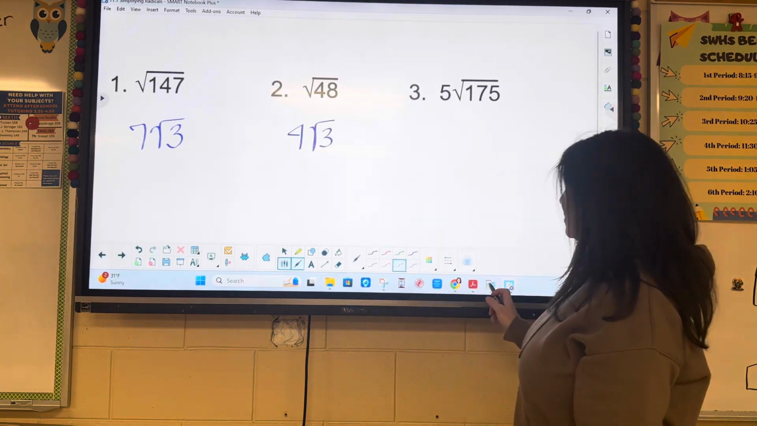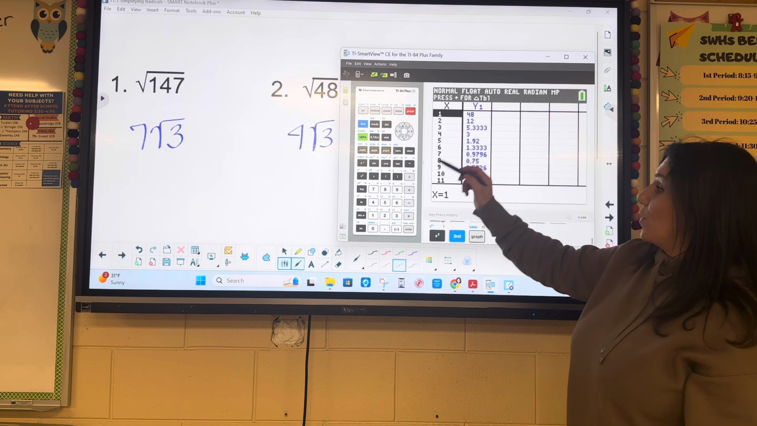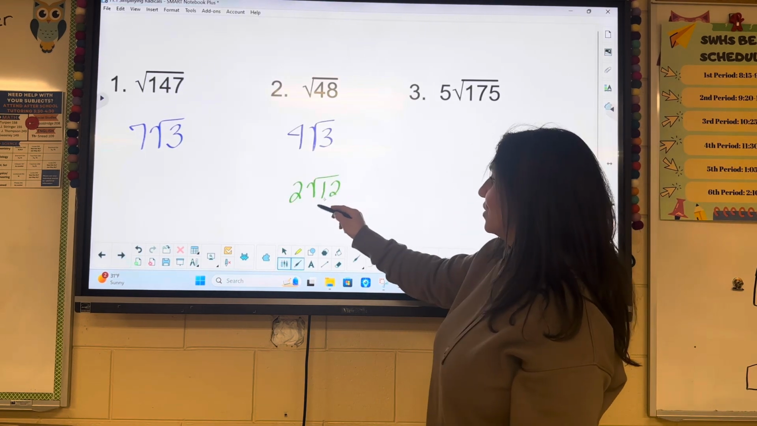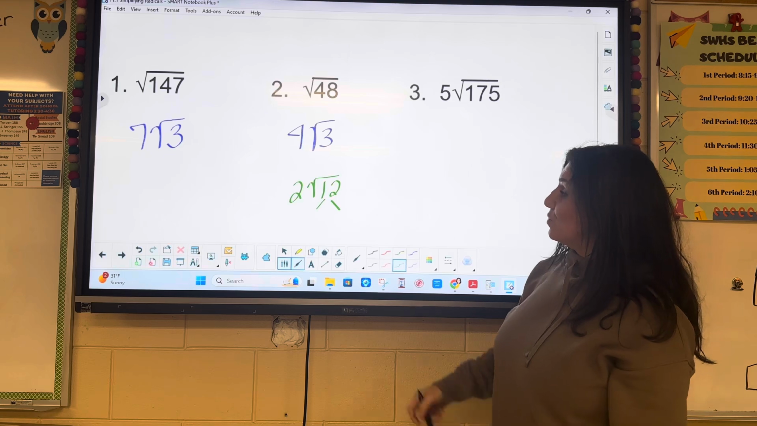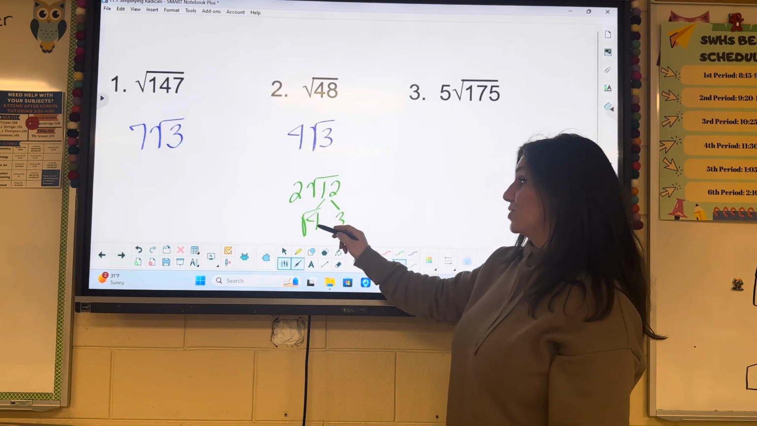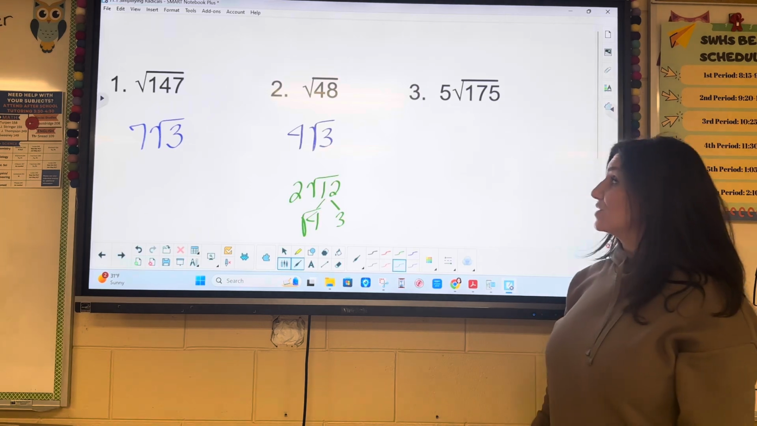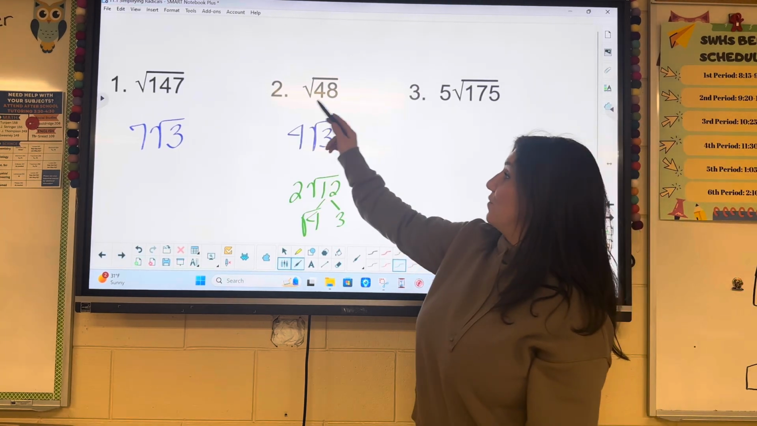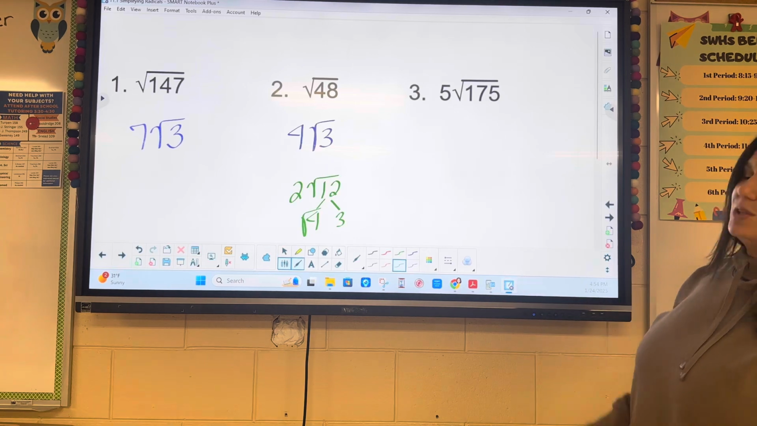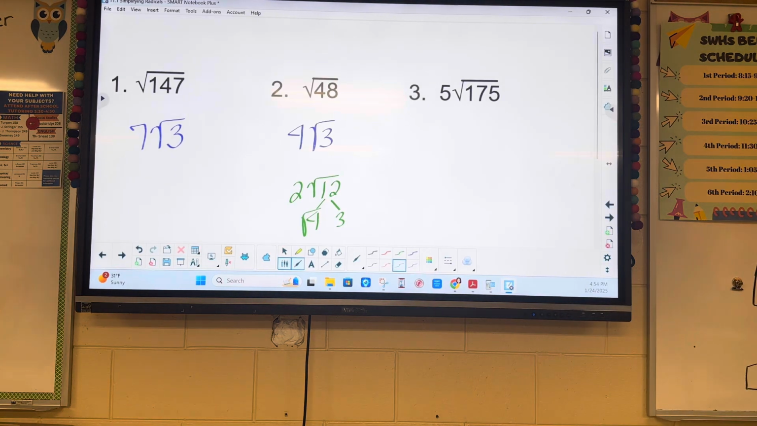If for some reason you had chosen this 2 square root 12, the reason that this one is not the answer is because you could reduce this one as well. The factors of this would be 4 and 3, and you could take the square root of 4. So that is why that one is not the correct answer, and the 4 square root 3 is the correct answer. So I'm going to give you just a minute, and I want you to attempt number 3.